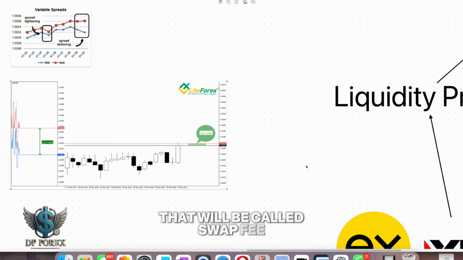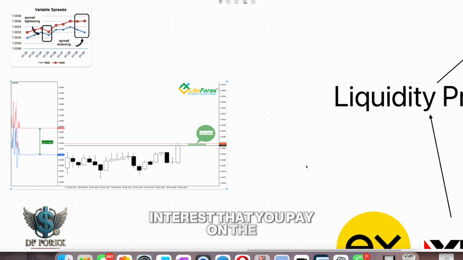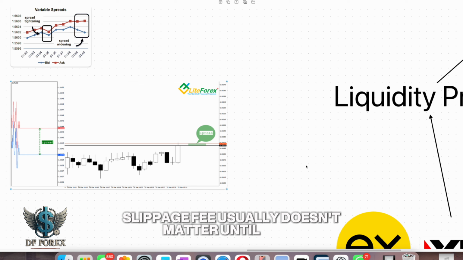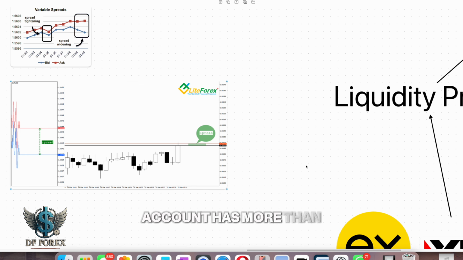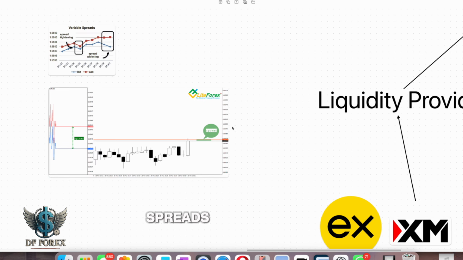That will be called swap fee. Okay, so it is essentially interest that you pay on the position that you have opened. Okay, and then there is slippage fee. Slippage fee usually doesn't matter until your account has more than 10,000 or 20,000 volume. Until then, slippage fee is not a problem for you. So these two fees are very important: spreads and swap fee.